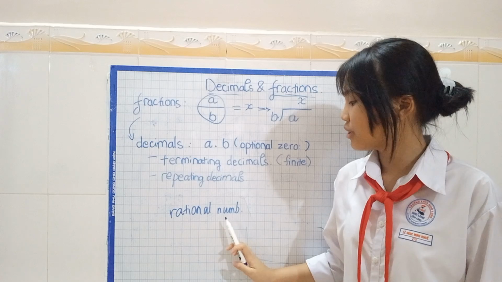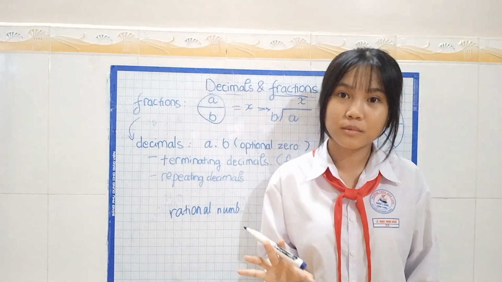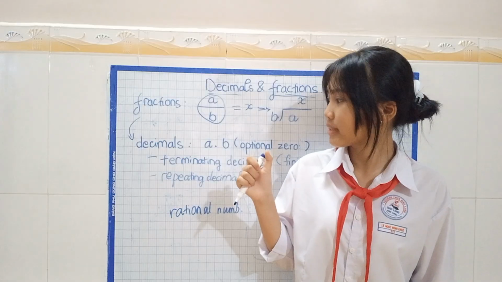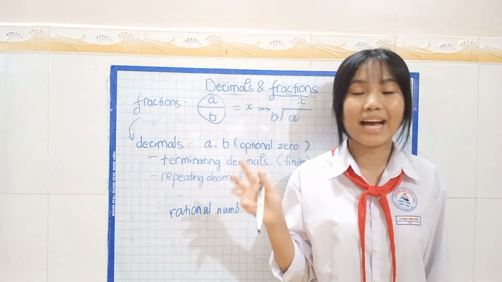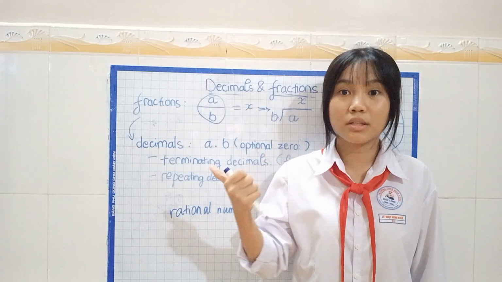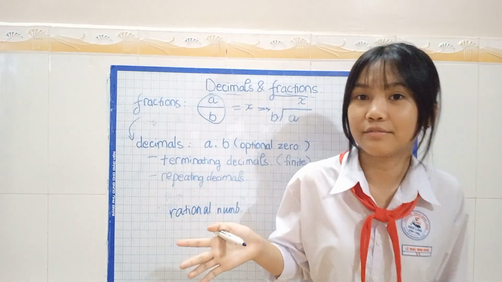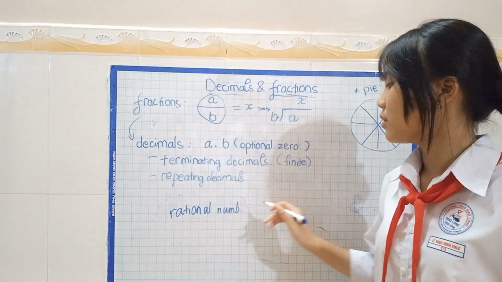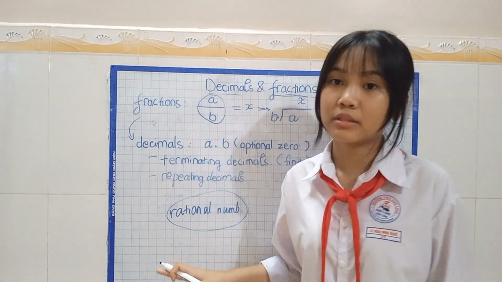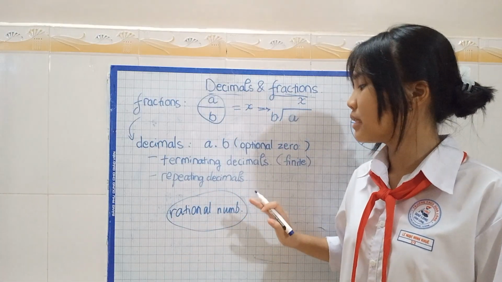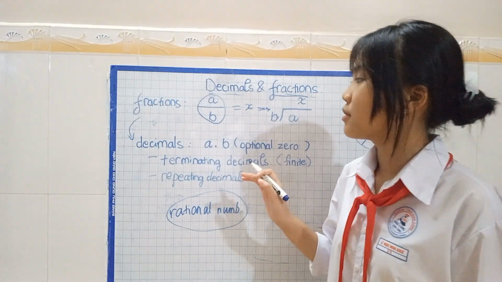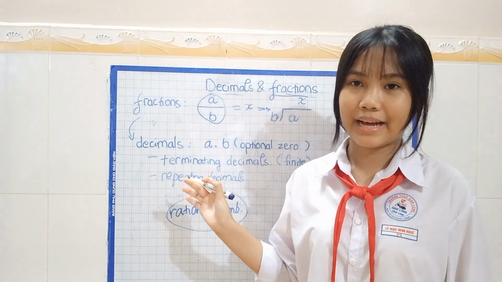And rational numbers include all forms of numbers. It could be a fraction, it could be decimals, it could be natural numbers, it could be a positive number, the zero number, or a negative number. So that is the combination of rational numbers that you would see a lot when you're learning mathematics. Now, first, let's look at fractions exactly.